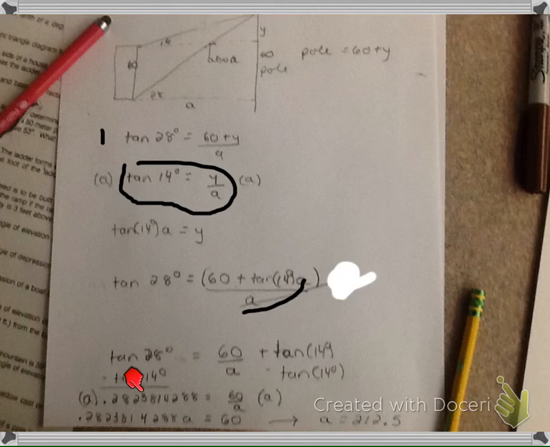So now I'm trying to get this a gone on the 60 over a, so I'm going to multiply by a here, and these will cancel, and only 60 will be left. And I'm going to multiply by a here, and that's going to give me 0.2823814288 a is equal to 60. I didn't have room to show you my last step. My last step would be to divide by 0.2823814288, and then divide the 60 by that as well.